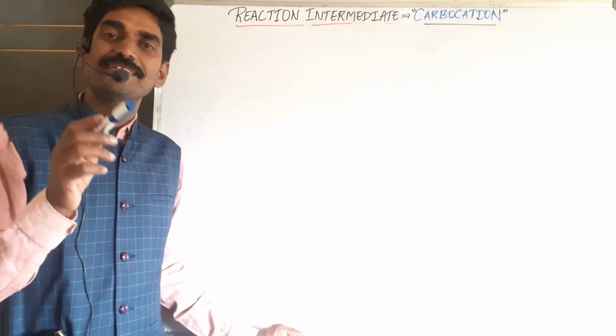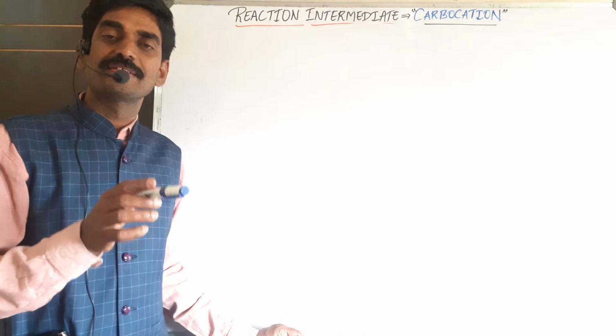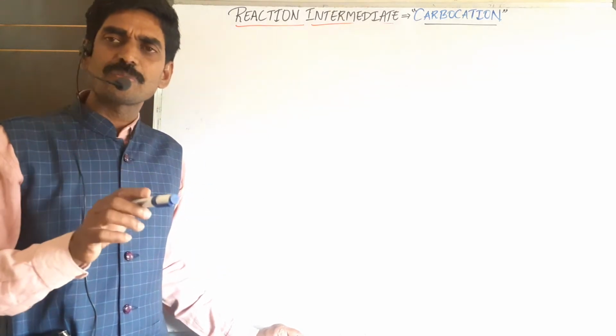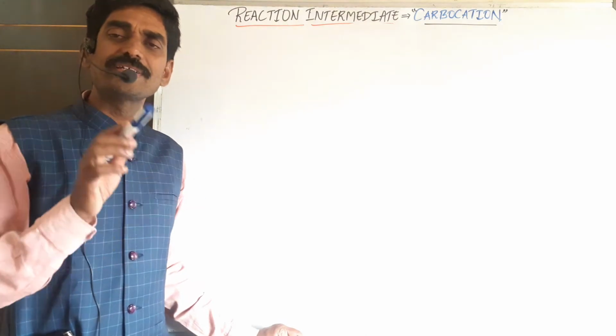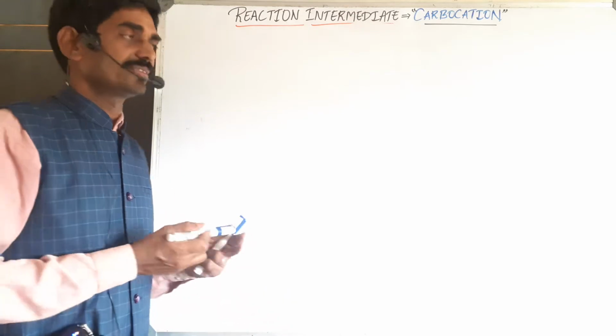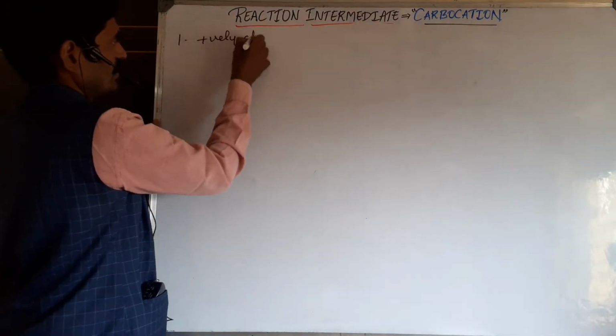Hi students, today we are going to discuss reaction intermediates. The first one is carbocation. So what is a carbocation? A positively charged carbon species is called a carbocation. Positively charged carbon.